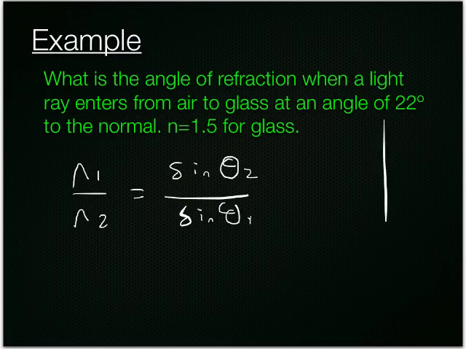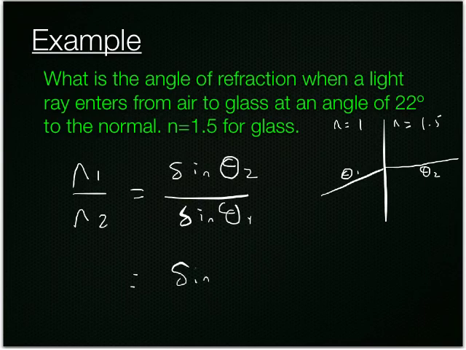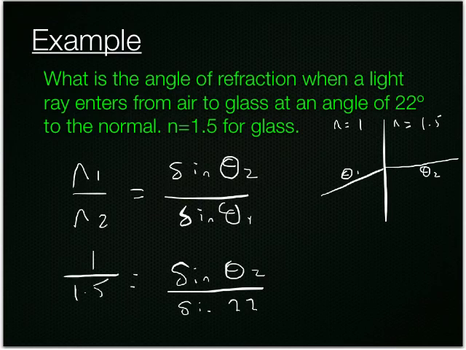So remember here, this side n equals 1, this side n equals 1.5, light's coming in, bending towards the normal, angle 1, angle 2. So let's put it in. So sine of angle 2 is what we're trying to find. Putting in sine of angle 1, 22, and n1 and n2.